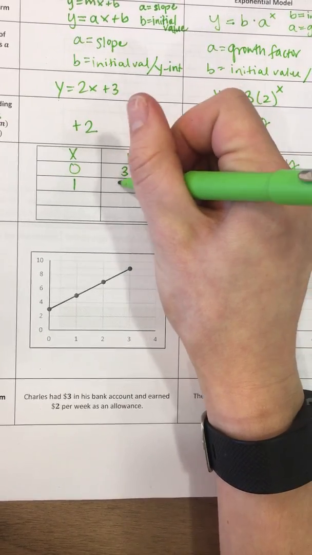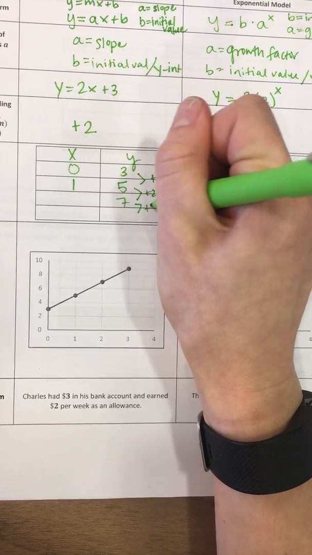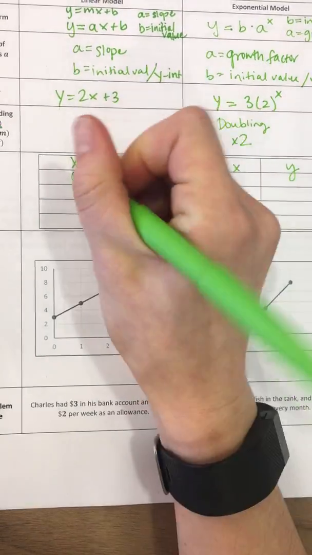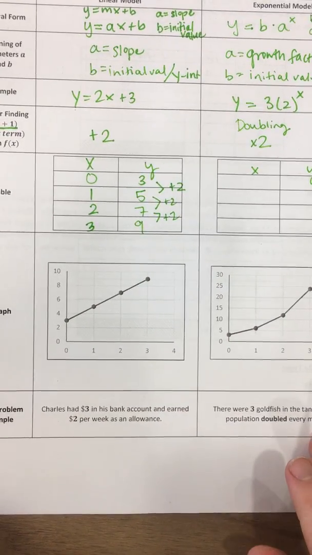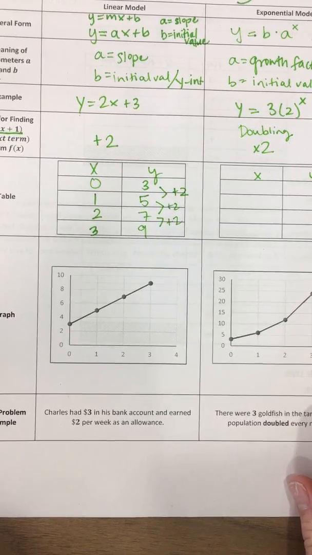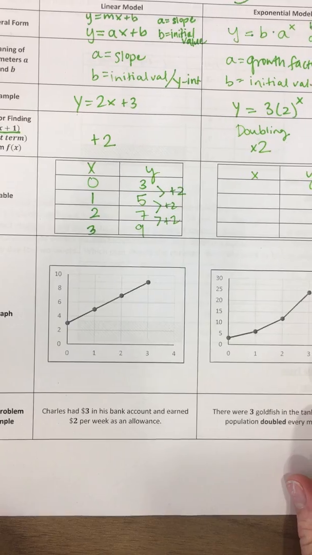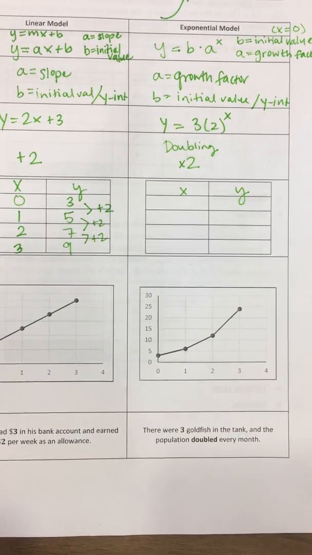So every time we increase x by 1, we increase y by plus 2. So 3 plus 2 is 5, 5 plus 2 is 7, 7 plus 2 is 9, and that would be when x is 2 or 3. So we could make the first couple of points from a table just by looking at our growth factor and our initial value, or our slope and our y-intercept.